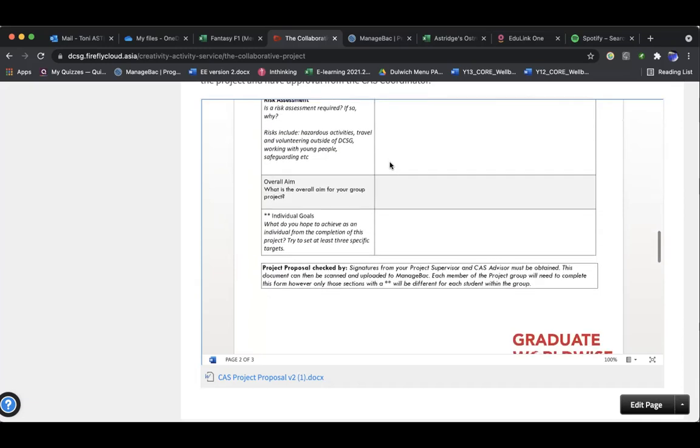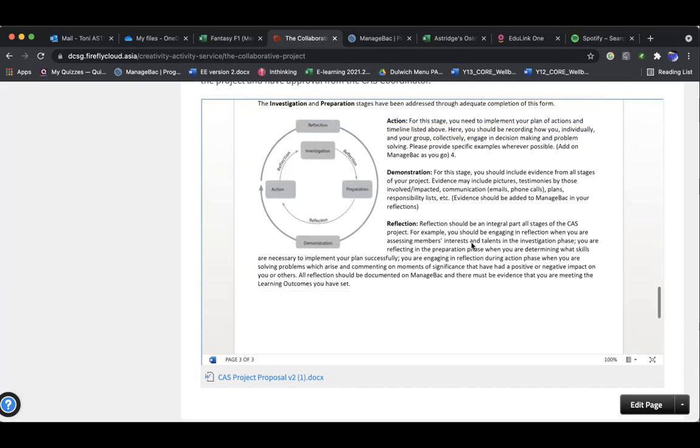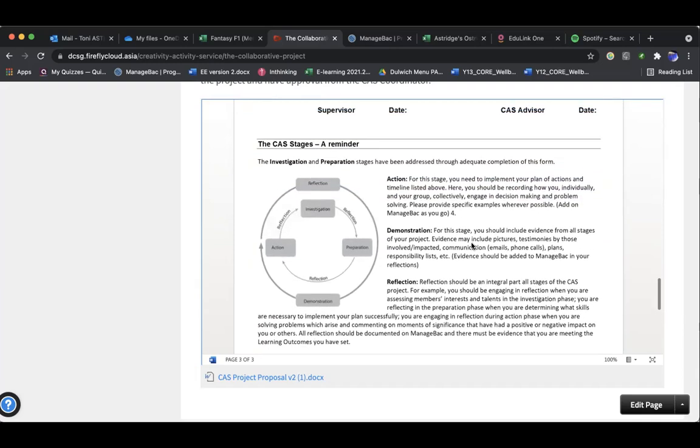Note there is a box at the end that says individual goals, and that's the one where you have to obviously differentiate between each of you. So most of the boxes are going to be the same for everyone in the project, but the individual goals is going to be different, guys. And it has the CAS cycle at the bottom in case you forget.